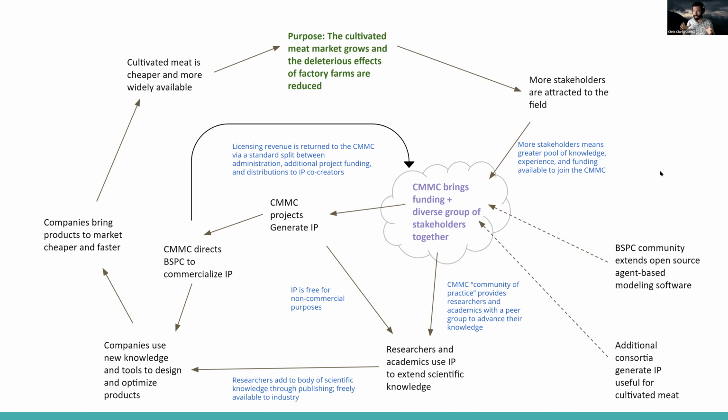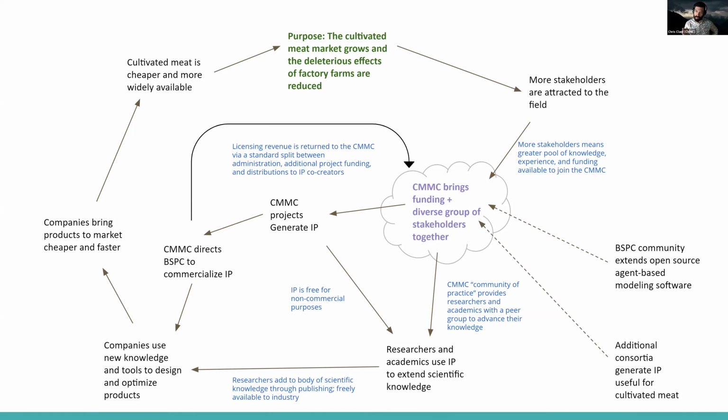And we won't spend a ton of time with this slide, but I just want to map the major cycle. So starting at the top, we know that our purpose is that the cultivated meat market grows, and beneficially that the deleterious effects of factory farms are reduced. There's a whole bunch of other purposes that are tangential to that or fold into it. But basically, we think that this is a technology that is going to support the planet. So how do we make that happen faster?